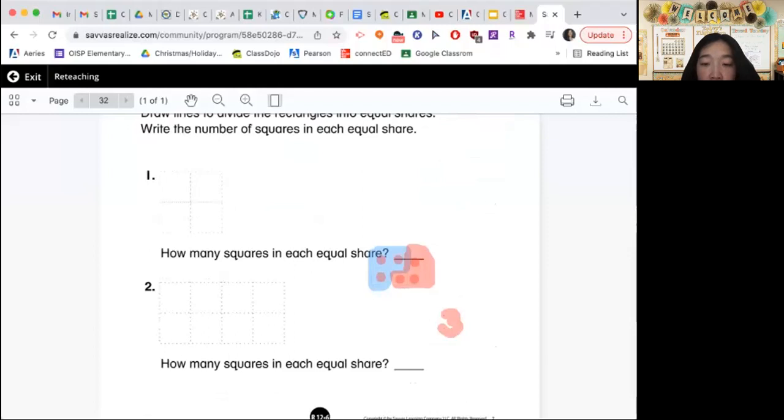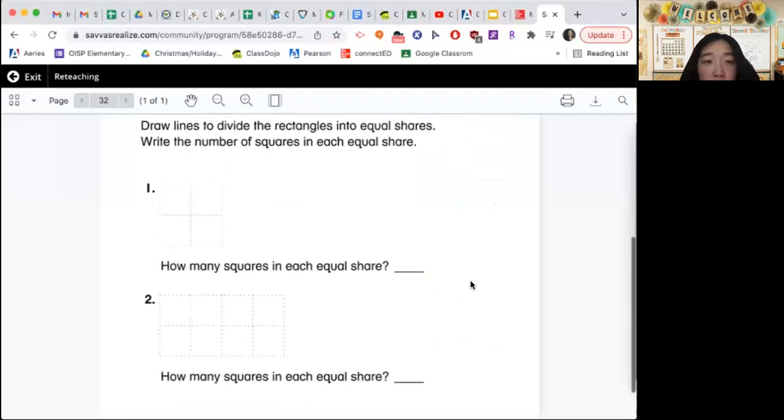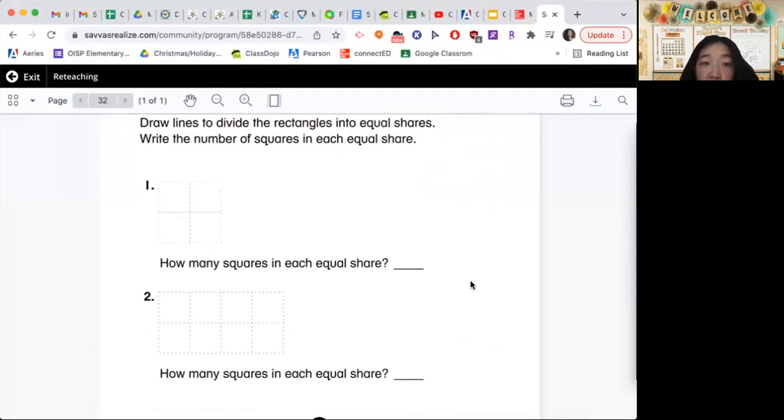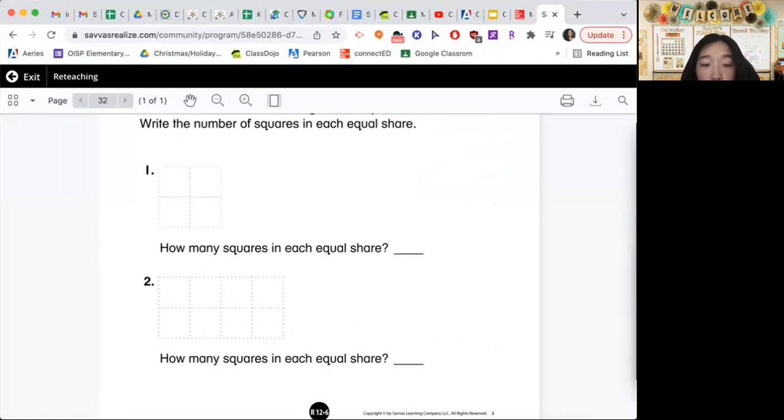Let's go ahead and look at questions numbers 1 and 2. Draw lines to divide the rectangles into equal shares. Write the number of squares in each share. So this one, you can either go up or down, doesn't matter. So I'm going to split it up like this. If you're just using a pencil, you can just divide it up.